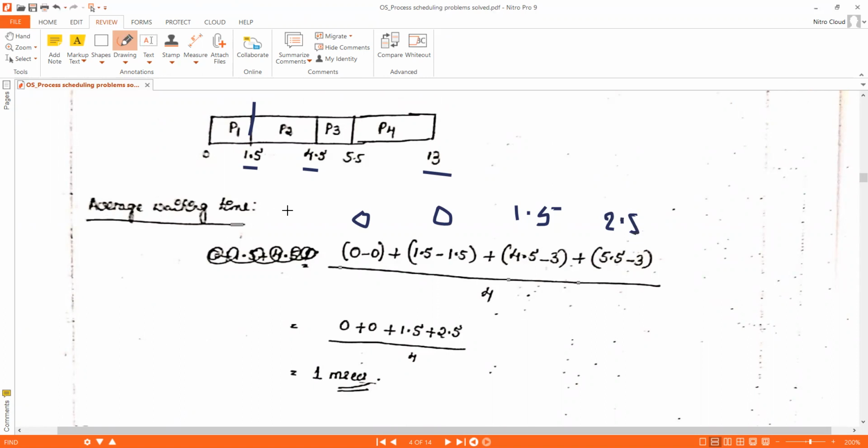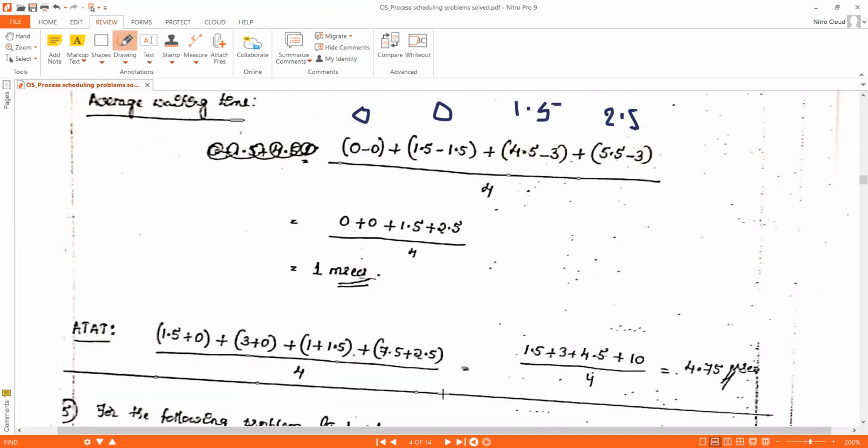Okay, the average waiting time is the sum of all the processes' waiting times divided by the total number of processes. Okay, here process 1's waiting time is 0, plus process 2's waiting time is 0, process 3's waiting time is 1.5, plus process 4's waiting time is 2.5. Okay, sum of 0 plus 1.5 plus 2.5 divided by total number of processes. Total number of processes is 4. We will get 1 millisecond as the average waiting time.